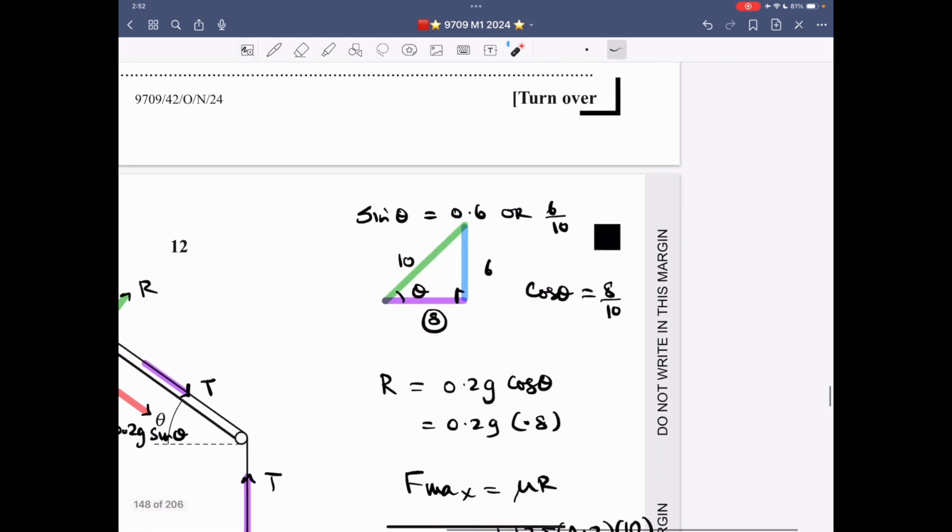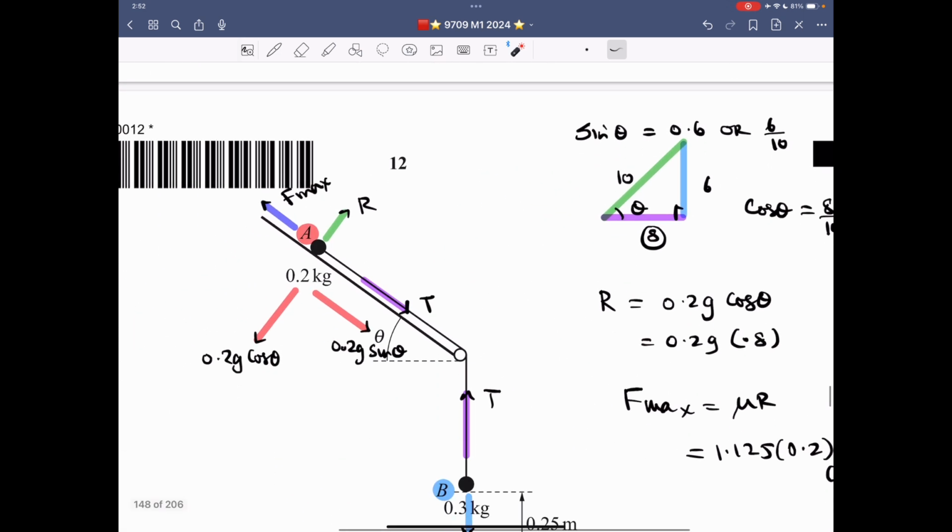First thing first, sine theta is 0.6. I love working in the exact form whether the examiner asks for it or not. So this is 6 over 10, that is 0.6. Therefore, Pythagoras theorem gives me 8. Cosine theta is 8 over 10. Some people prefer using sine square plus cos square equals 1. I personally prefer the triangle.